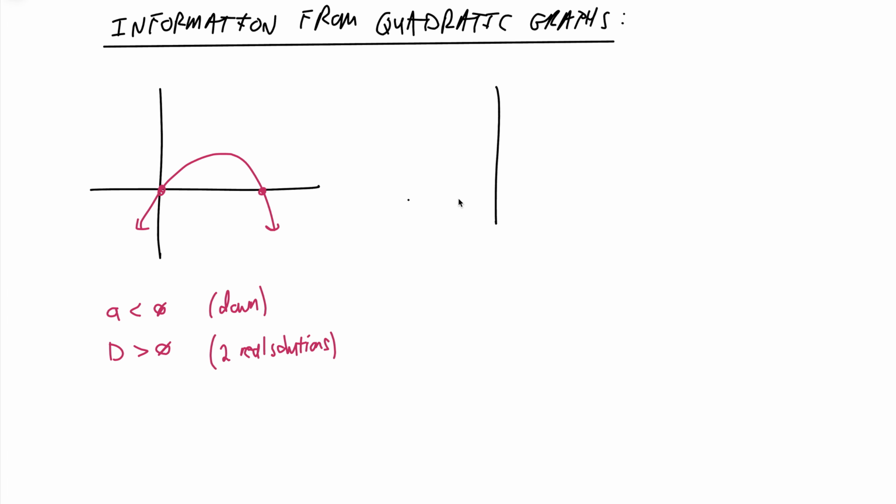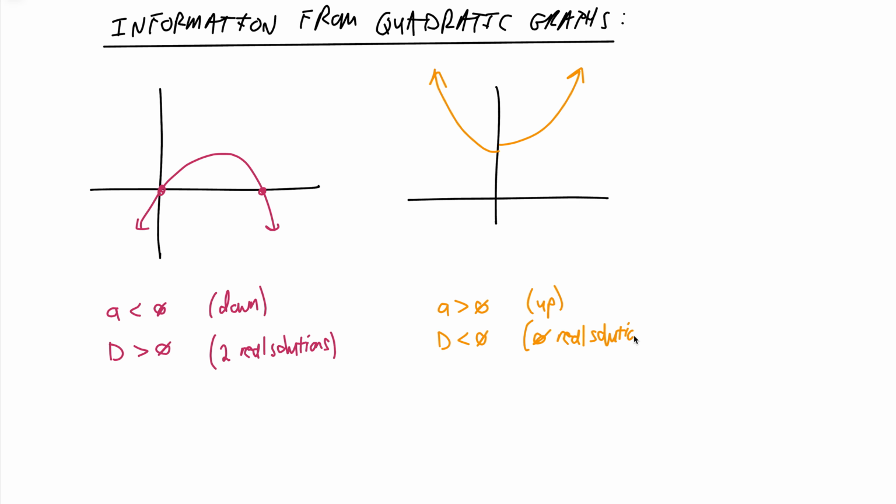Let's say I have something like this, and I've got my graph that kind of goes, I don't know, up like this. Okay, well, A is obviously positive, because we open upward instead of downward. And our discriminant is actually going to be less than 0. It's going to be negative, and that's because we have 0 real solutions. You're not seeing any solutions on the graph. There are no x-intercepts at all.